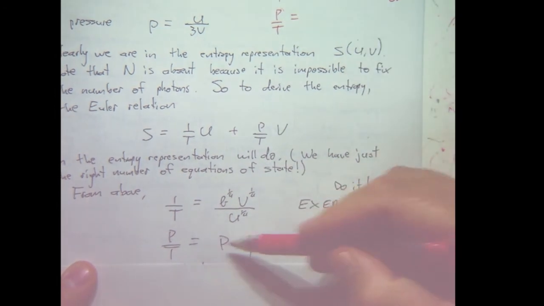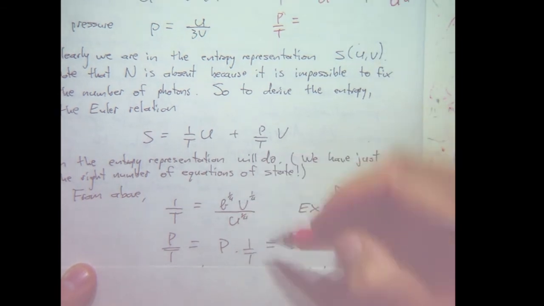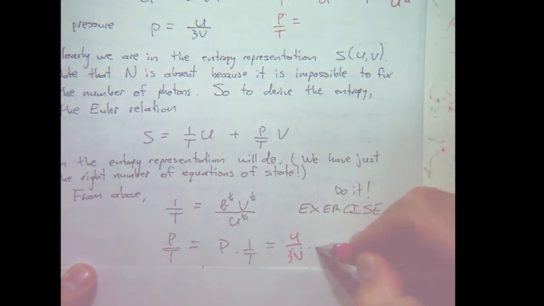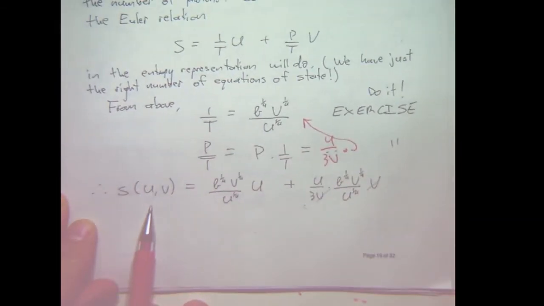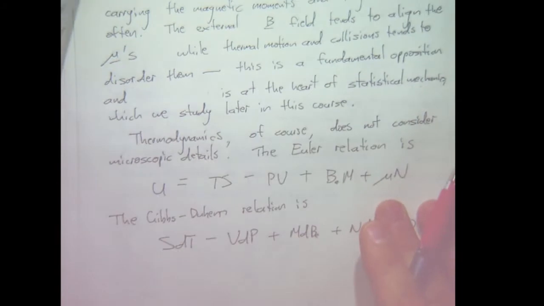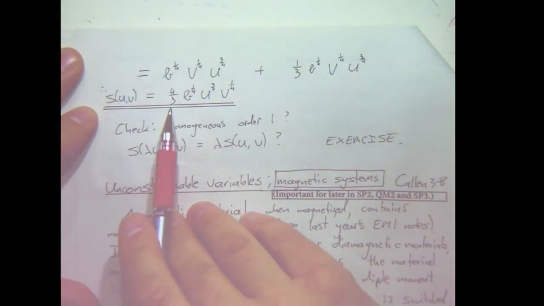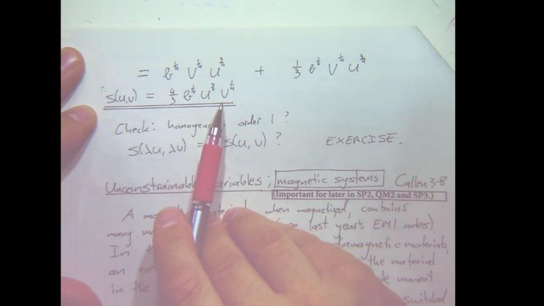And P on T is then P times 1 on T. So that's just U on 3V times that. And then you substitute into the Euler equation, and so the entropy of the photon gas is this plus that, and obviously you just simplify. You eventually get 4 on 3, B to the quarter, U to the 3/4, V to the 1/4.